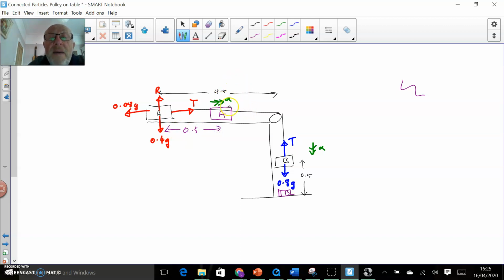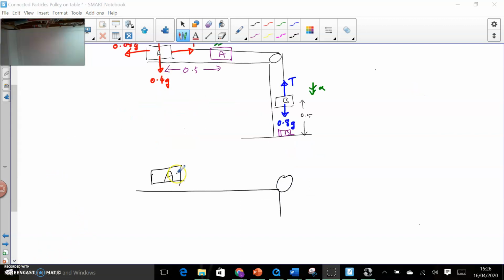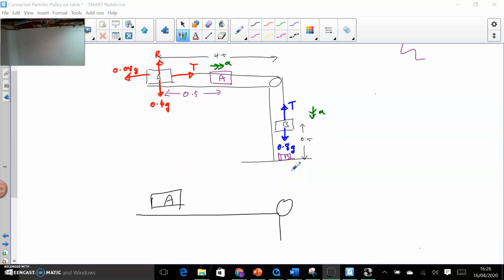So at that point though, A then loses the force of the tension in the string, because the string has gone slack, so it's no longer pulling A. So that means the acceleration is now changed. The situation is now changed. We should now draw a new diagram. So here is A on the table, and there's no longer the tension there. So we just put on the forces that are acting on A now.